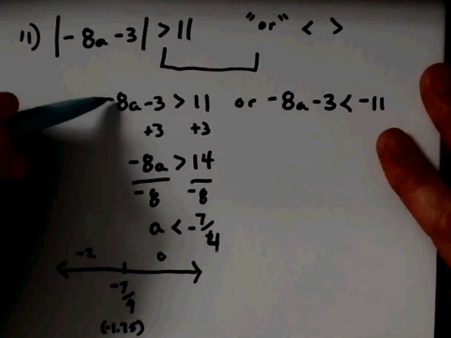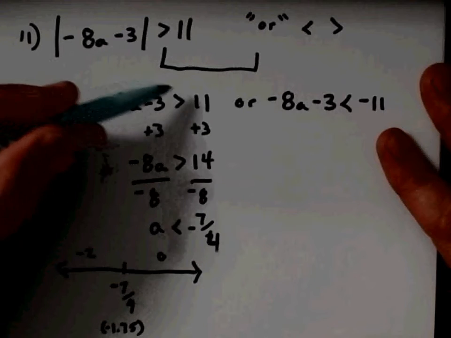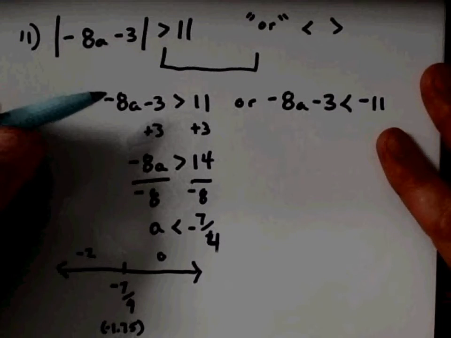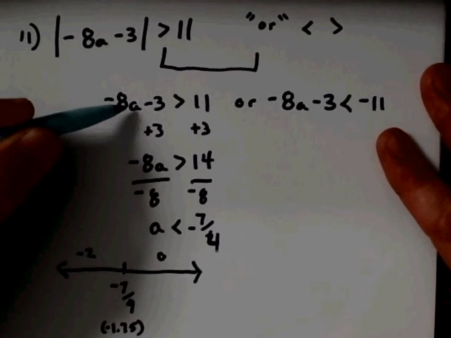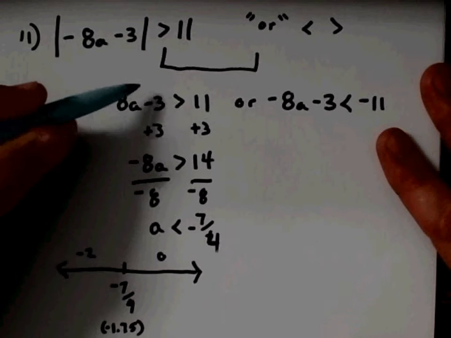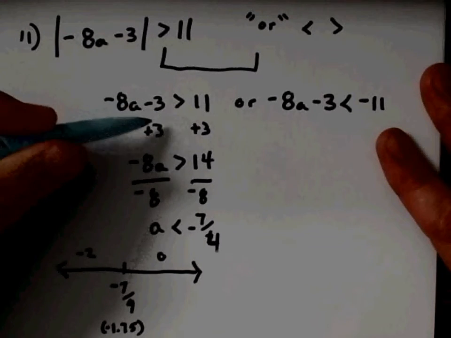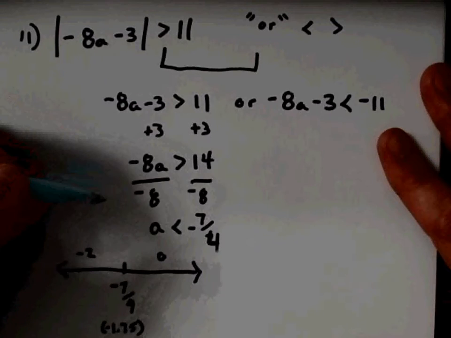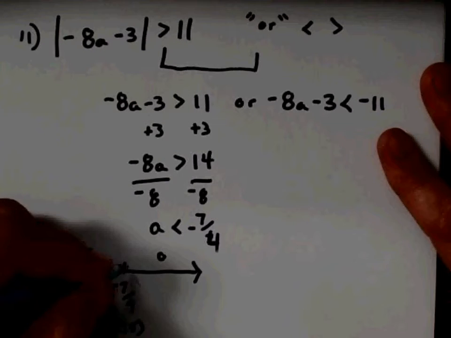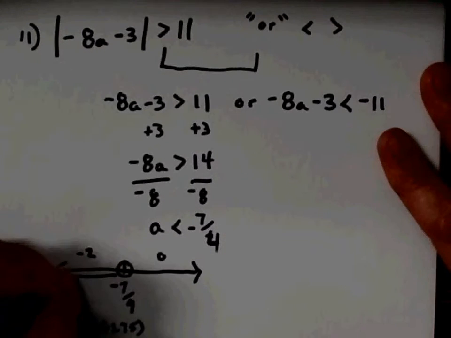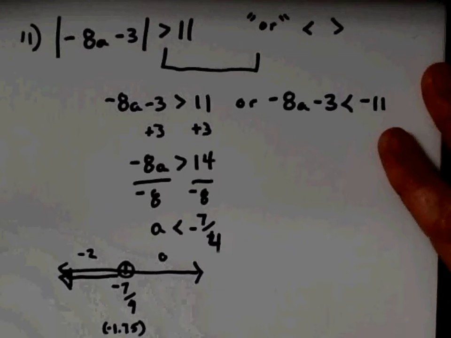I'm going to plug in negative 2. So I'm going to get negative 8 times negative 2 minus 3 has got to be greater than 11. So negative 8 times negative 2 is positive 16. Positive 16 minus 3 is positive 13. Is 13 greater than 11? Yes. So therefore, I know it's an open circle, and it's going to shade that direction, correct?